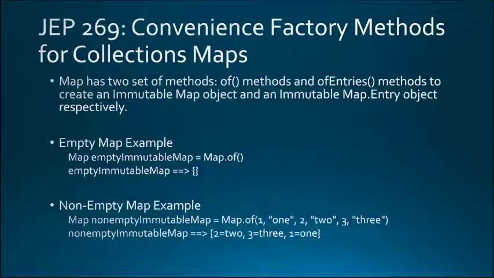So maps. Maps actually gives us two. We get a Map.of, which you can use to define an empty immutable map, and then a non-empty map example. So you do map of key value pairs, and then when you actually go to look at the values, it's going to be 2, 2, 3, 3, 1, 1.